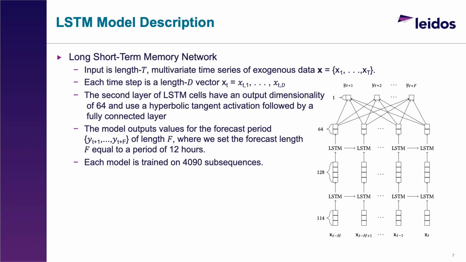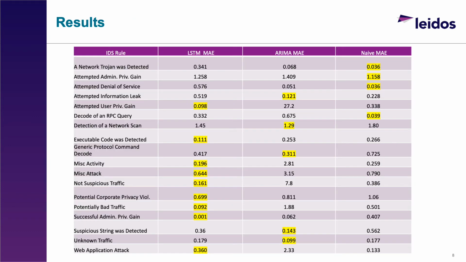And this is the architecture that we used for each of the LSTM models. To train the model, we sliced the data up into subsequences where each input was, as I mentioned, 168 observations in the past, and then we used that data to forecast 12 hours into the future. We ended up with around 4,000 of these subsequences to train the model on.